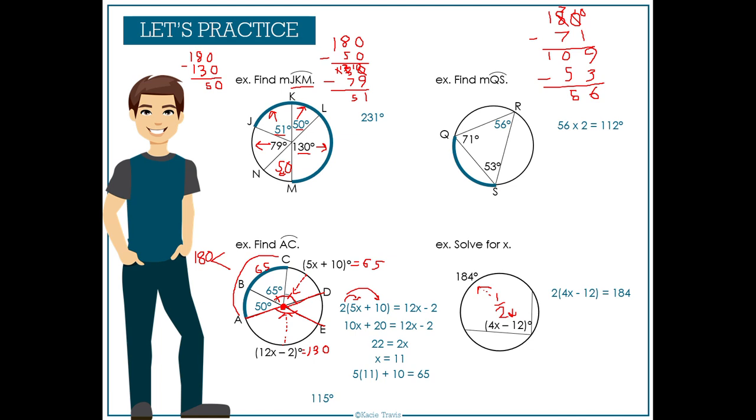So 2 gets distributed into that parenthesis. That gets me this 4x, not turning into an 8x, and this negative 12 turning into a negative 24. We continue solving. We subtracted that 24 earlier, so that means we're going to add it now. That's where I get this 208 from. When I divide both sides by, not 208, by 8, that's a lot of 8s, people, I end up getting an x that is 26.